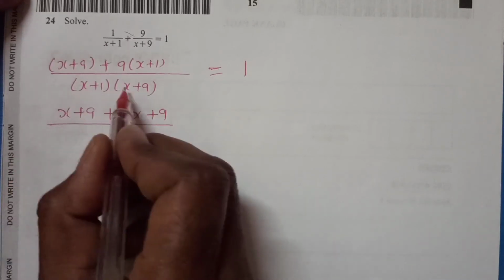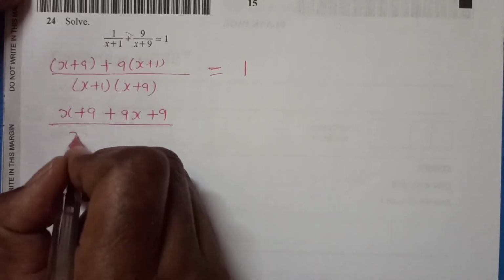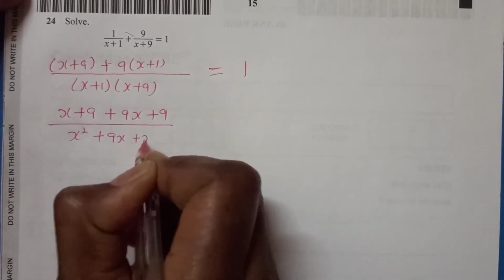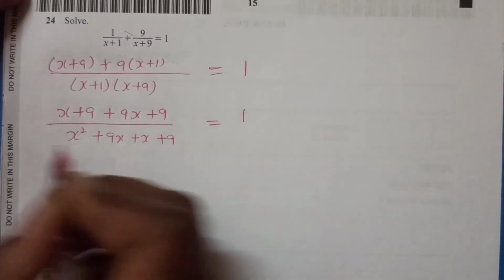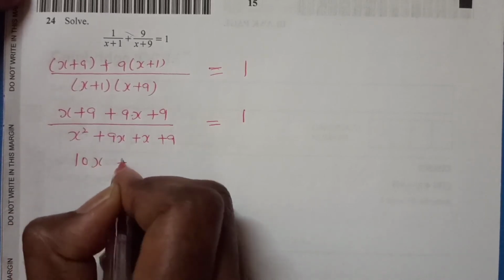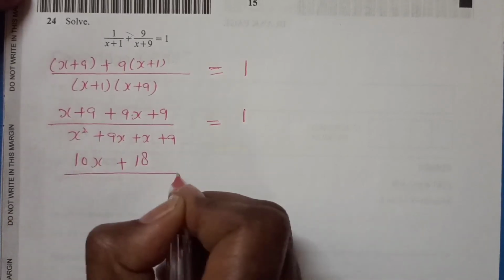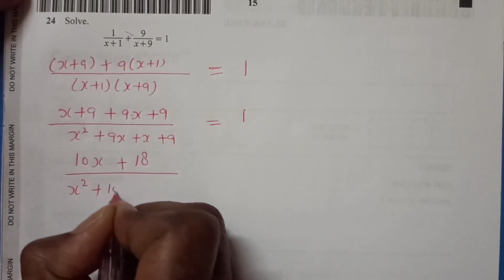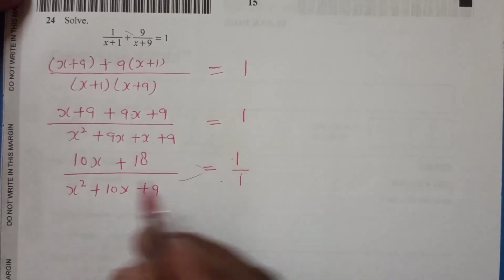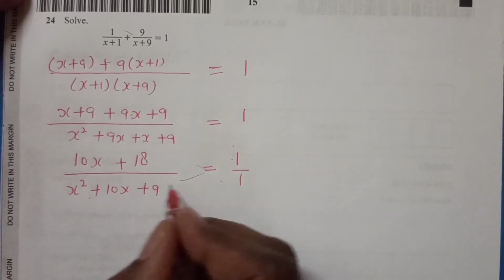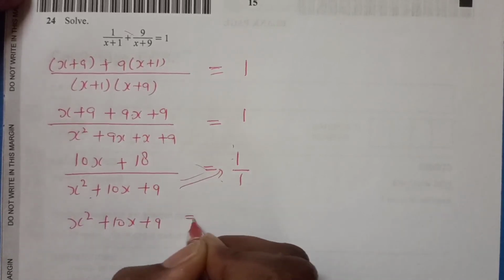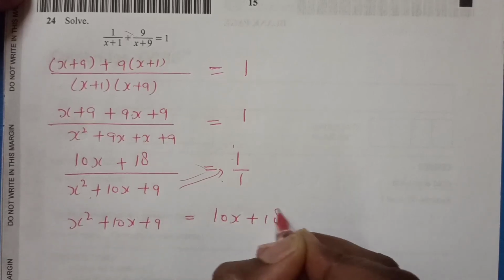And then down here also we are going to open the bracket, x squared plus 9x plus x plus 9 equals 1. So this will become 9 plus 1, 10x, plus 9 plus 9, 18, over x squared plus 10x plus 9 equals 1. So it is 1 over 1, we can cross multiply. So when you multiply this here, it became x squared plus 10x plus 9 equals 10x plus 18, right?